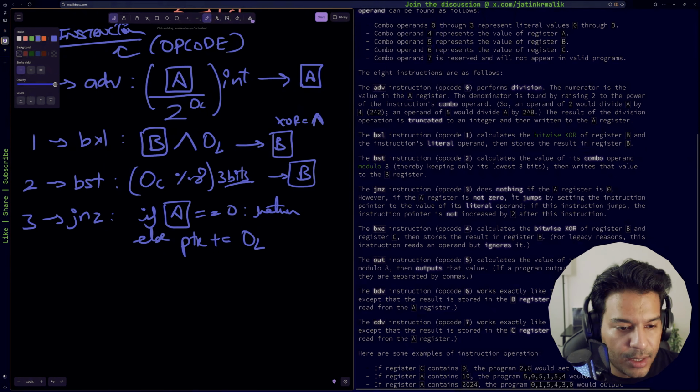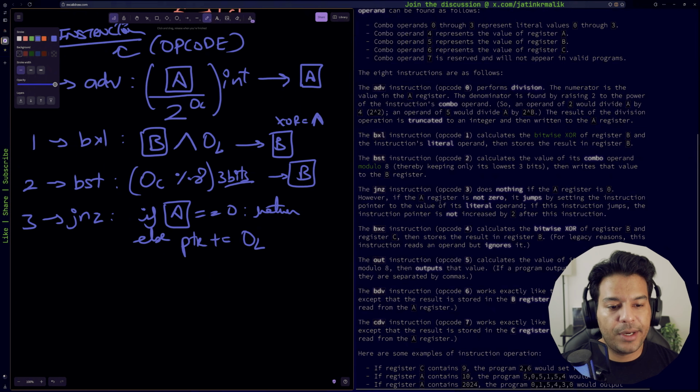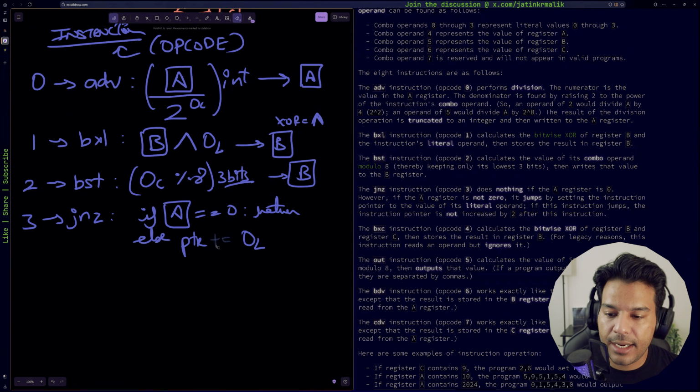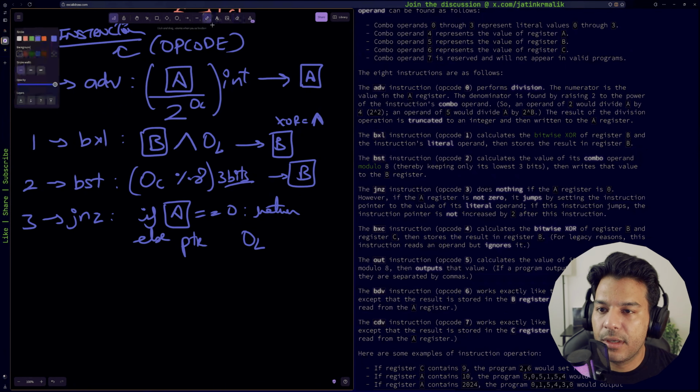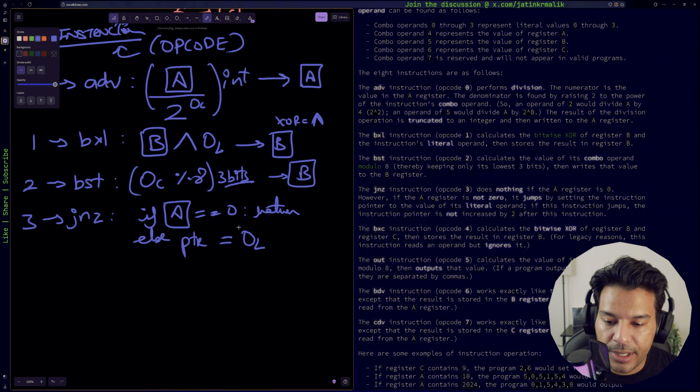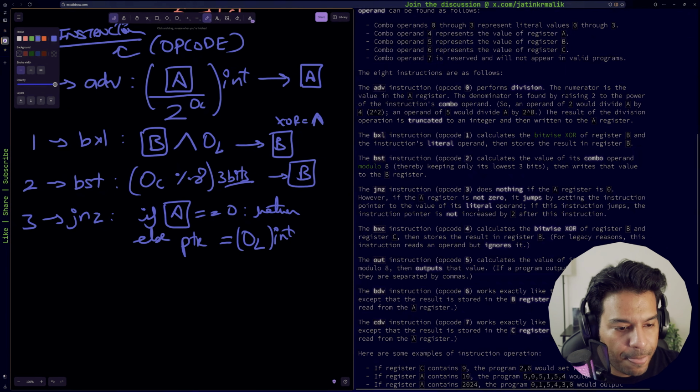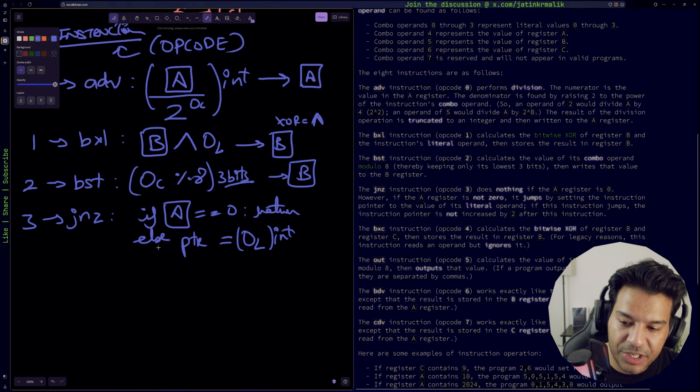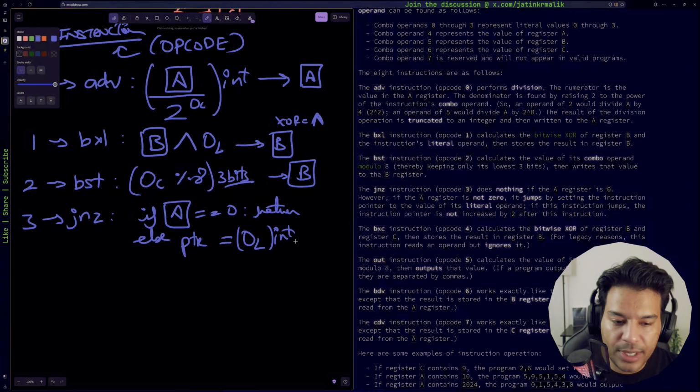Okay, I'll read it again. It jumps by setting the instruction pointer to the value of its literal operand. Oh, so it's not doing plus equals. It is just setting it equal to the value of our literal operand. So whatever the integer value is, we are just setting the pointer to that. If this instruction jumps, the instruction pointer is not increased by 2 after this instruction.